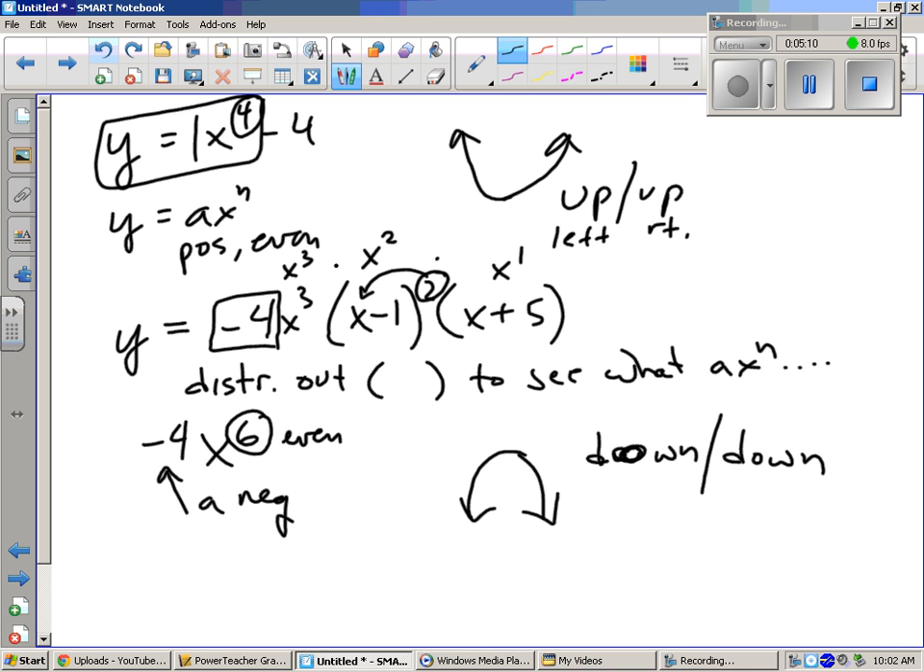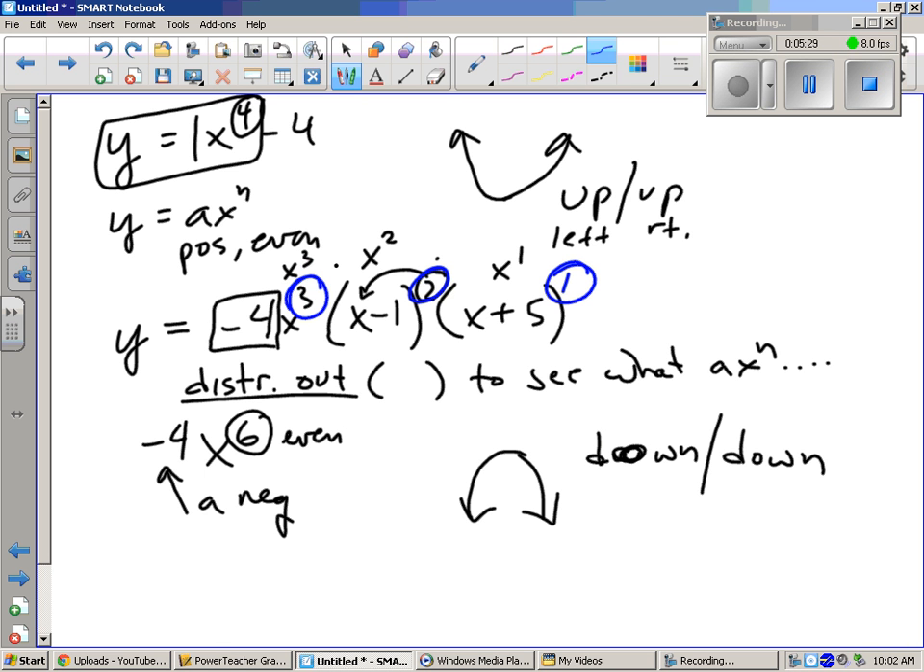So if it has parentheses, you have to distribute out those parentheses to see what ax to the n is. Now, a good way to just look at it is to look at the exponents of all the pieces and add them together. That's what it's going to end up being.